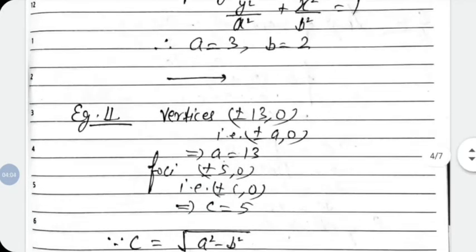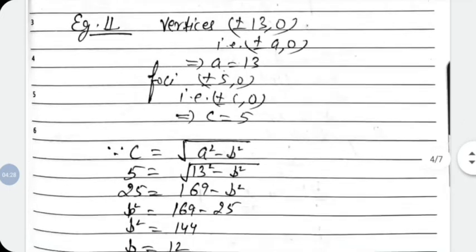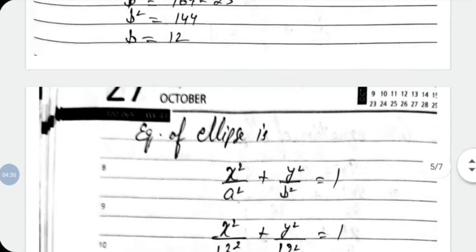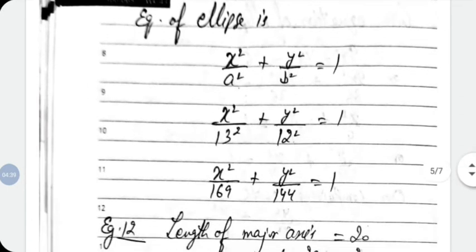In example 11 it is given that the vertices are plus minus 13, 0. Now plus minus 13, 0, here the point is lying on the x-axis, meaning the major vertex is on the x-axis. It means that it is a horizontal ellipse. Also the foci are plus minus 5, 0, which is again on the x-axis, representing that the ellipse here is a horizontal ellipse. Now c is root a square minus b square. Placing the value of c as 5 and a as 13, we get the value of b as 12. The equation of the ellipse x square upon a square plus y square upon b square is equal to 1, that is x square upon 169 plus y square upon 144 is equal to 1.